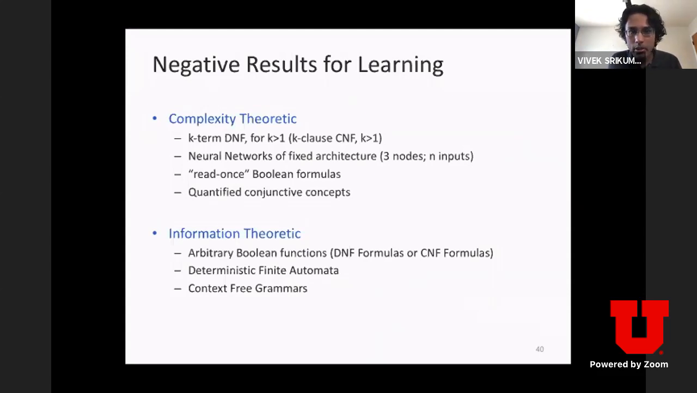From the information theoretic point of view, we already looked at a proof of this. Arbitrary Boolean functions cannot be learned. The sample complexity is too high, it's exponential. Those of you who are familiar with deterministic finite automata, these cannot be learned. Alternatively, regular expressions, which are equivalent to DFAs, cannot be learned. Context-free grammars cannot be learned. These are information theoretic bounds. The number of examples needed to learn them is exponential.